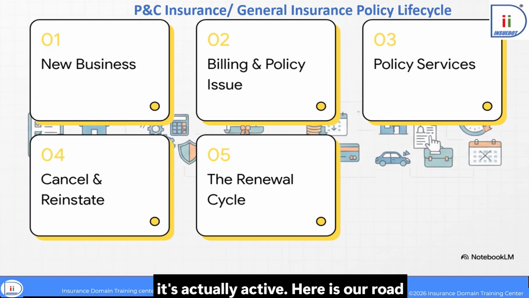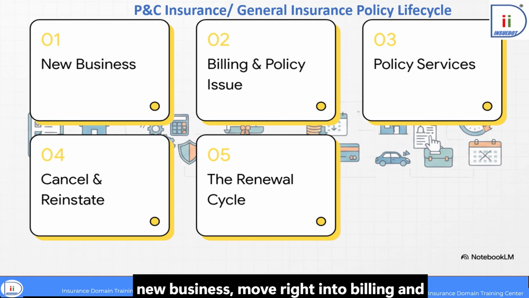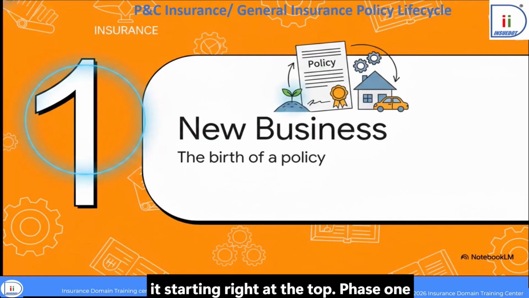We'll start with Phase 1, new business, move right into billing and policy issue, shift over to Phase 2 for policy services, tackle cancellations and reinstatements, and finally, wrap things up with the renewal cycle. Let's get to it. Starting right at the top, Phase 1, new business. This is literally the birth of an insurance policy.